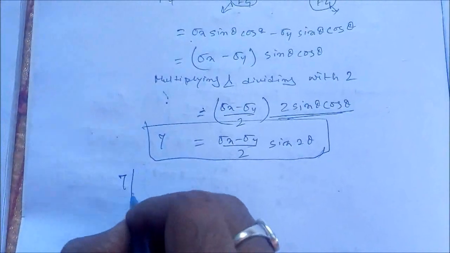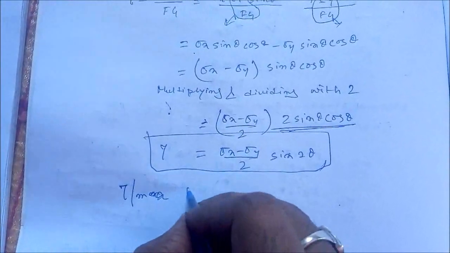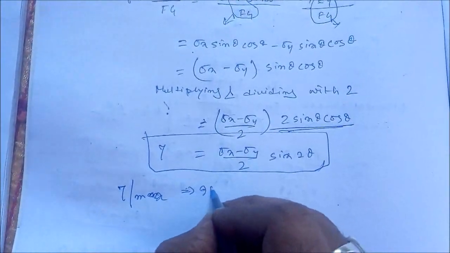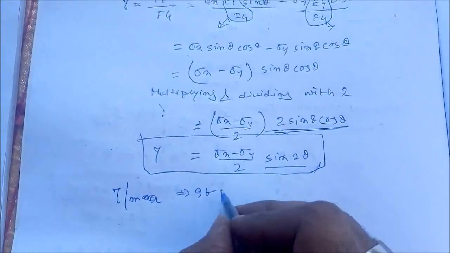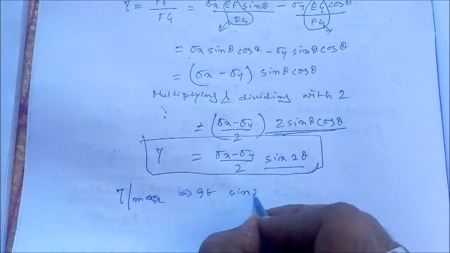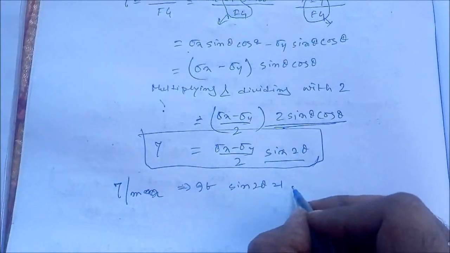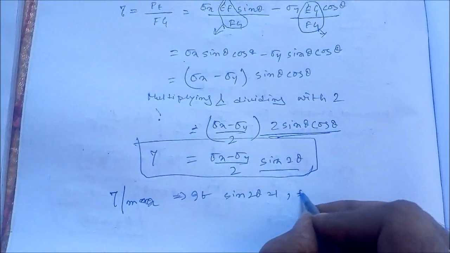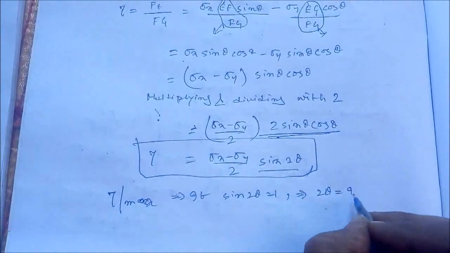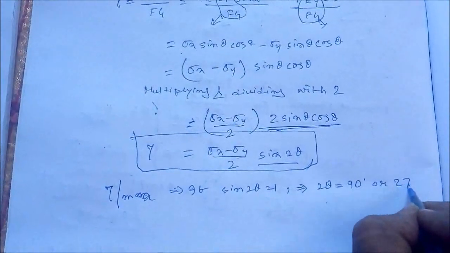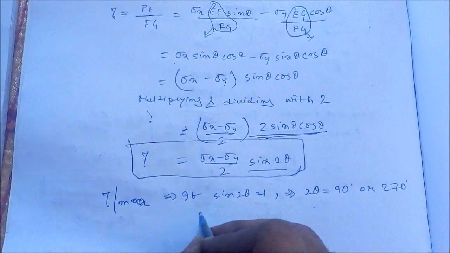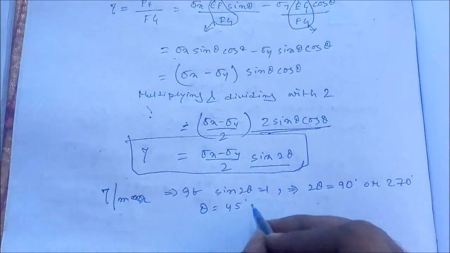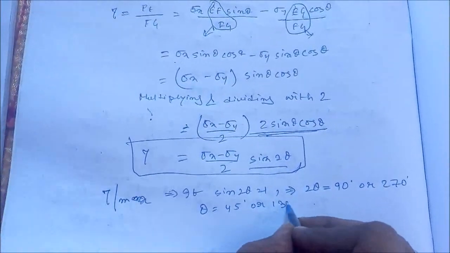And the body was applied with two forces in two directions, right? Now what will be the maximum value of tau? The maximum value of tau will be when this value is 1, that means sin 2 theta is equal to 1. That means if the value of 2 theta is 90 degree or 270 degree, then theta will be equal to 45 degree or 135 degree.